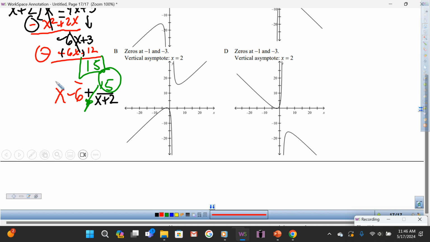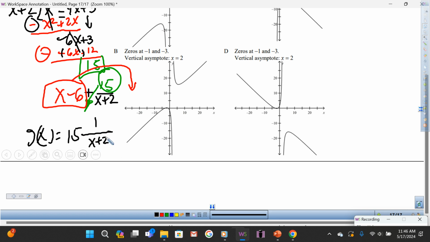Can we have the x minus 6 in the front? Where do we send it? To the back. So we have at the end g of x equals 15 over x plus 2, and then at the end plus x minus 6. We're almost done. VA, x equals negative 2. HA, y equals x minus 6, which is this. So it's going to be an equation started at what?